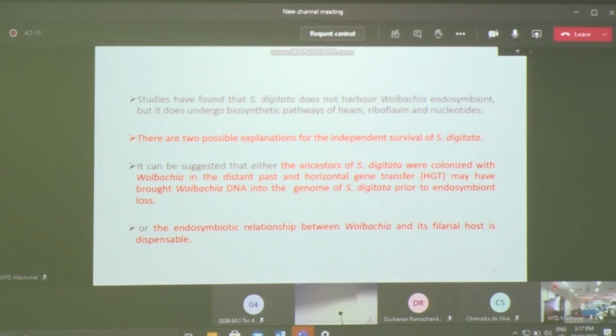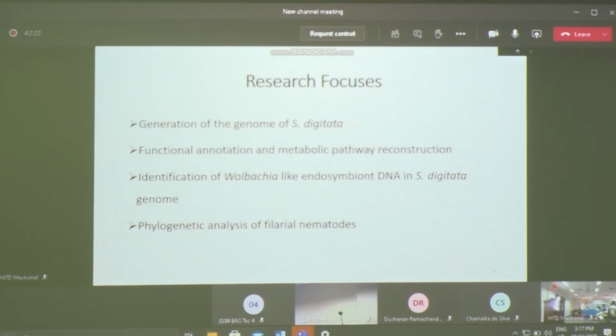So one of the main objectives of this research was to identify the levels of lateral gene transfer between Wolbachia and Kotelawala. Moving on to the research focuses. There is a written region, the Kotelawala genome and its host-parasite relationship. This research was focused on generation of the genome of Kotelawala, functional annotation and metabolic pathway reconstruction, identification of Wolbachia-like similarity in the Kotelawala genome, and finally, biogenesis of nematodes.